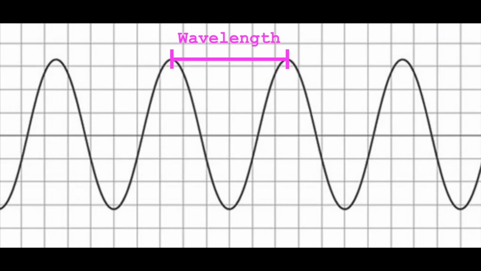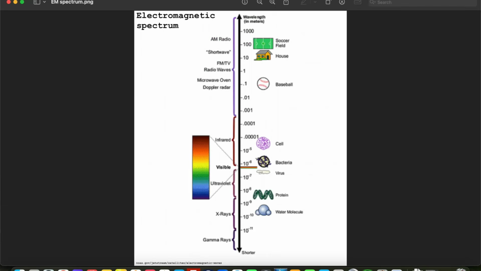The wavelength of an electromagnetic wave, or any wave for that matter, is the distance from the crest of one wave to the next. There are several different types of electromagnetic waves, each with a different wavelength, and that creates what we call the electromagnetic spectrum. This is just a spectrum of all the different wavelengths of electromagnetic energy there are.